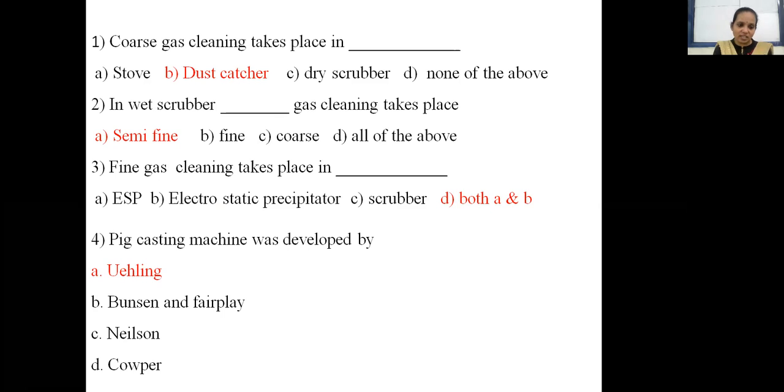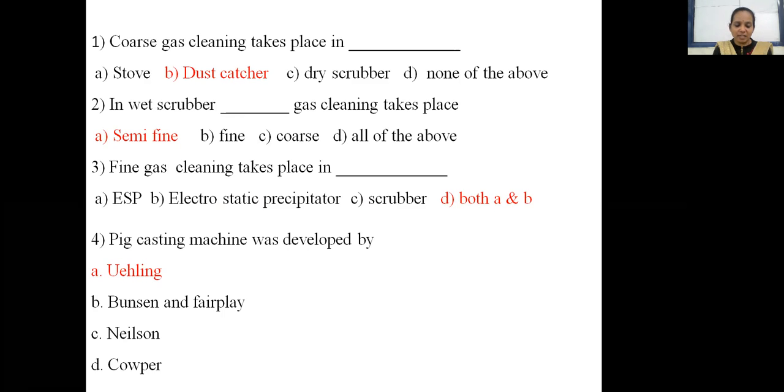Pig casting machine, last. Pig casting machine was developed by Uehling, Bunsen and Playfair, Nielsen, and Cowper. The correct answer is pig casting machine was developed by Mr. Uehling in the year 1894 to expedite and to mechanize the casting operation.